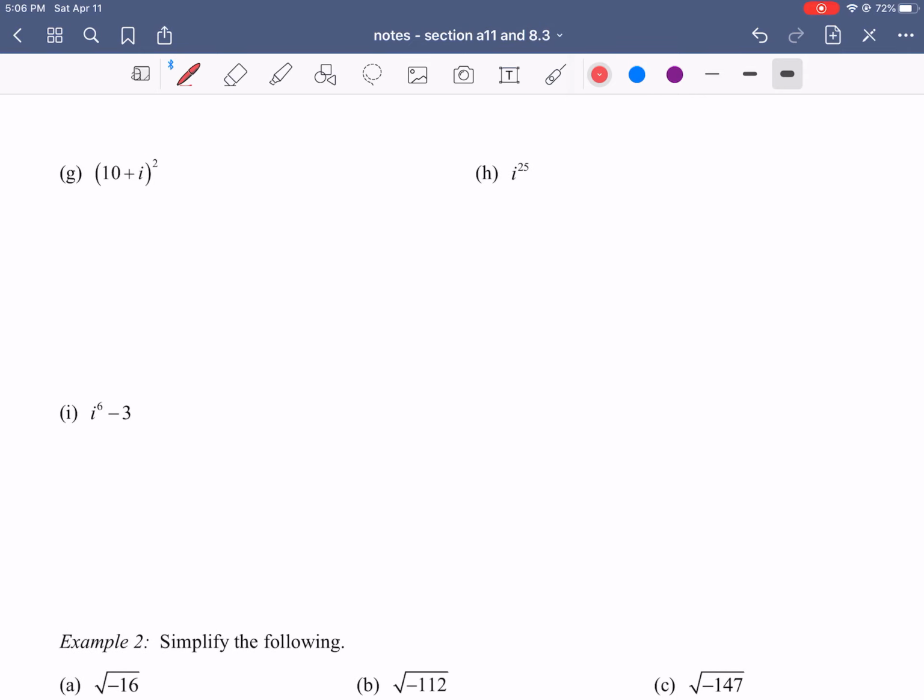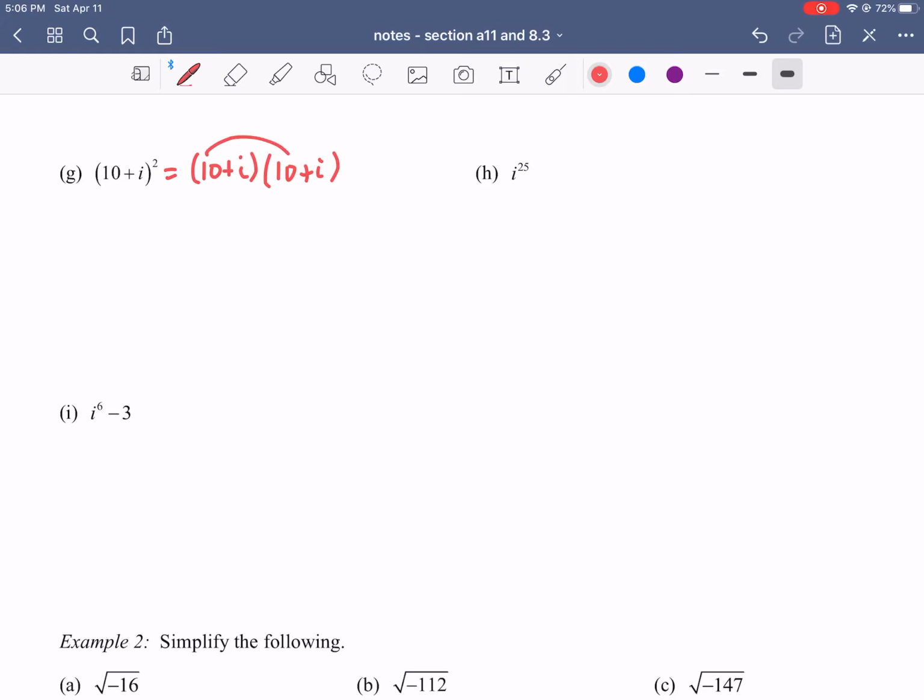Okay, on letter G, we've got 10 plus i squared. And so remember that anytime we're squaring something, that just means we're going to multiply it by itself. And so we'll have 10 plus i times 10 plus i. Notice that these are not conjugates, and so I'm not going to be able to just do a squared plus b squared. I'm going to have to actually FOIL this out.